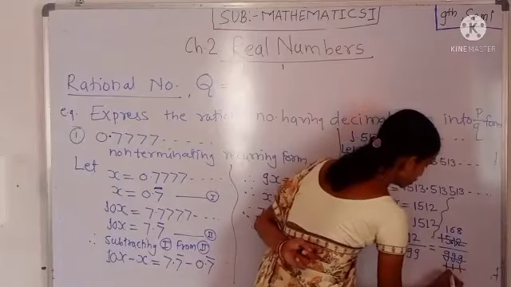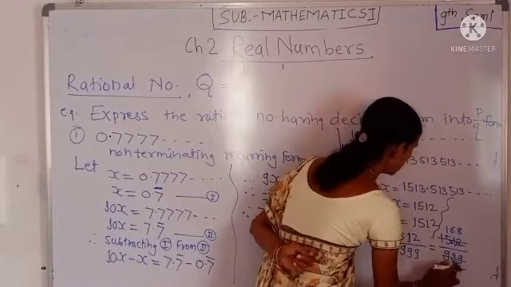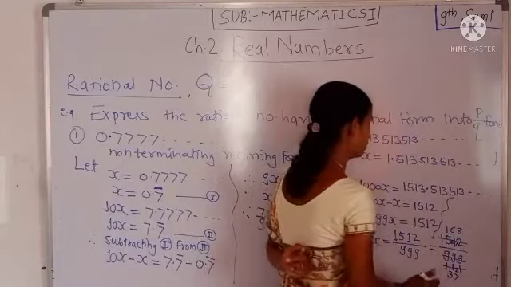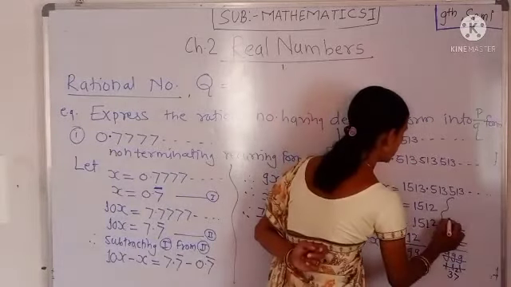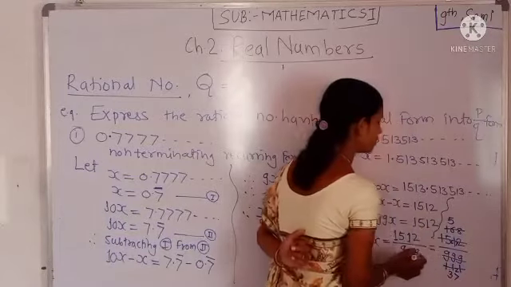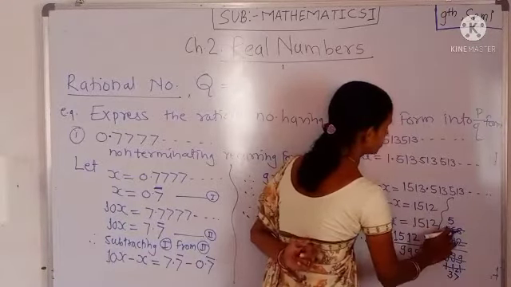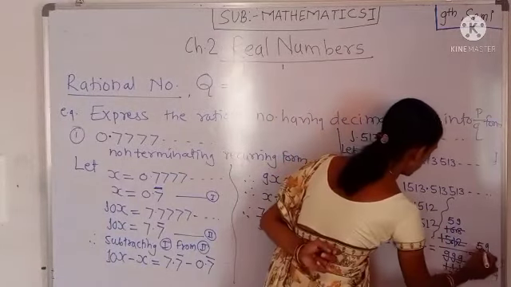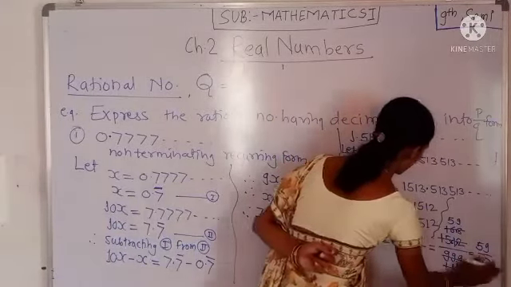Therefore 3 3s are 9, 3 7s are 21, 3 5s are 15, and 3 9s are 18. Therefore here we get 59 upon 37.